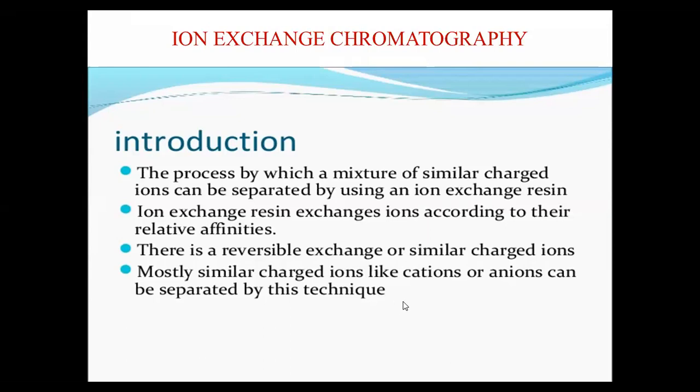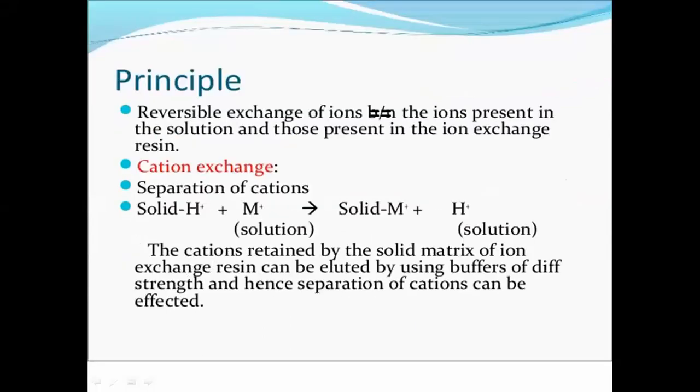Mostly similar charge ions, like the cations as well as the anions, can be separated out by this technique. So very simple: based on the resinous substance, the ions get attracted and exchanged. It is a reversible exchange of ions between the ions present in the solution of the sample in the mobile phase and those present on the surface of the ion exchange resins.